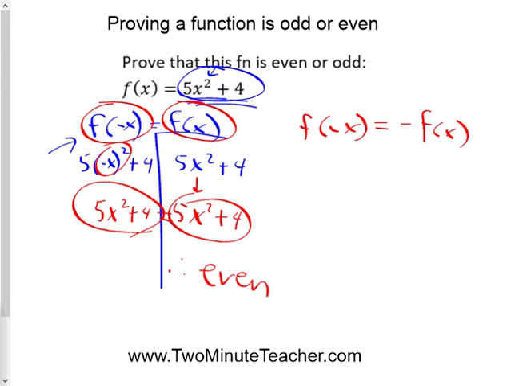I'm going to show you a different one that is odd. Let's say that I had x to the third. That is the classic odd function. So how could I prove it? Again, I make a two-column proof. I put in f of negative x.